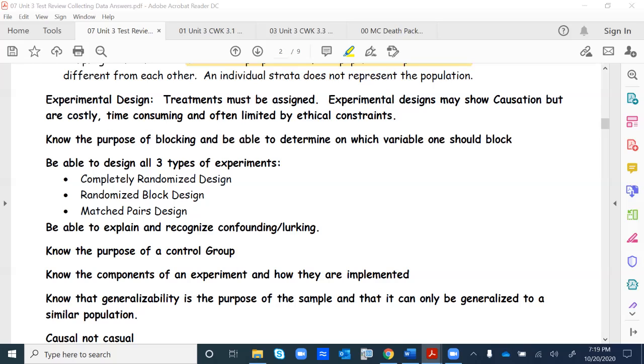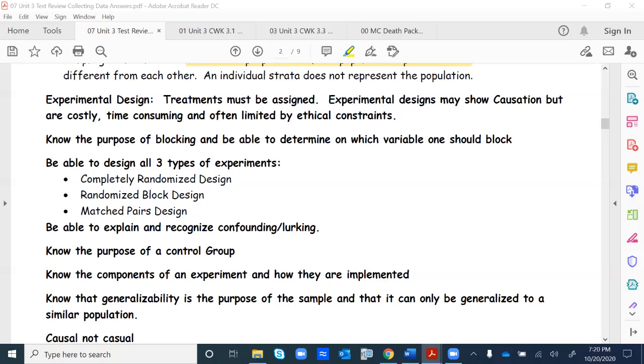Remember, experiments may show causation, but they are costly, time-consuming, and often limited by ethical constraints, which is why observational studies are more common. But experiments can show causation because treatments were assigned. Treatments are not assigned in observational studies, and they cannot show causation. Very important that you know the purpose of blocking and be able to determine on which variable one should block. We'll do some examples here in a little bit.